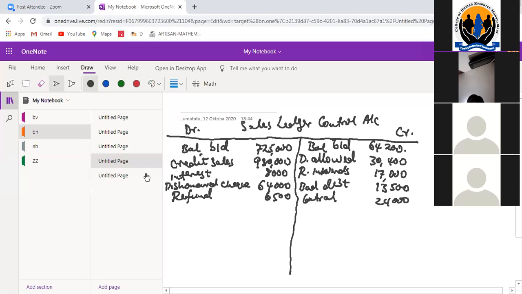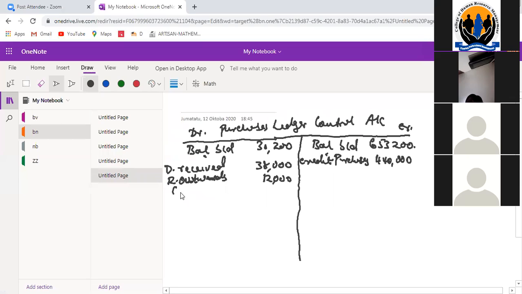Then we also come here and write contra on this side. So it is reducing the purchases and reducing the sales at the same time. Reducing the purchases control, so we need to capture it like that. Next.